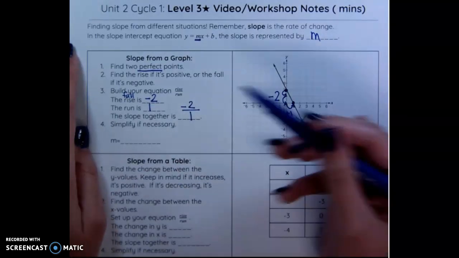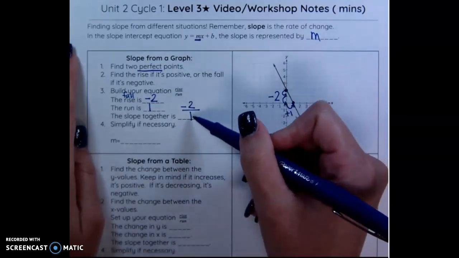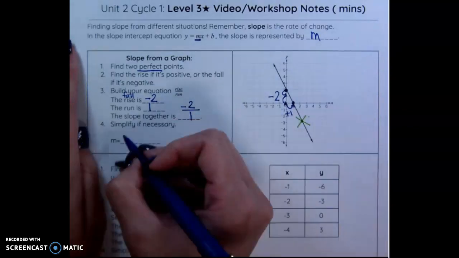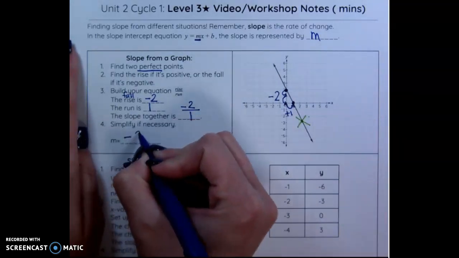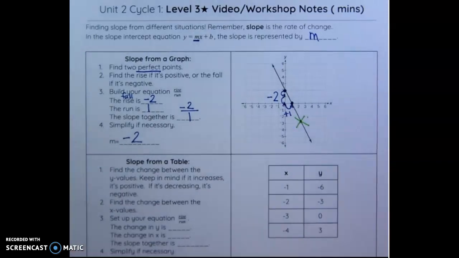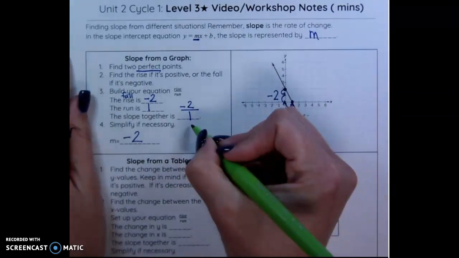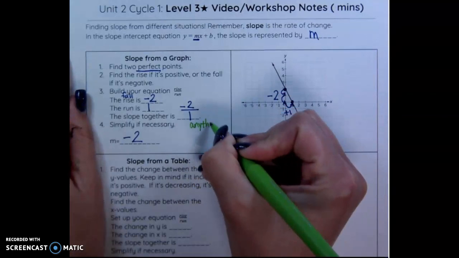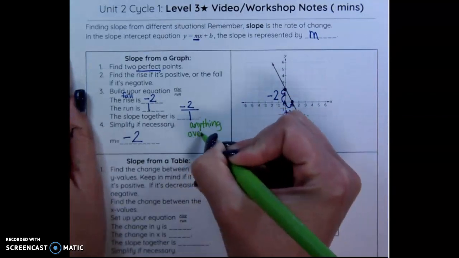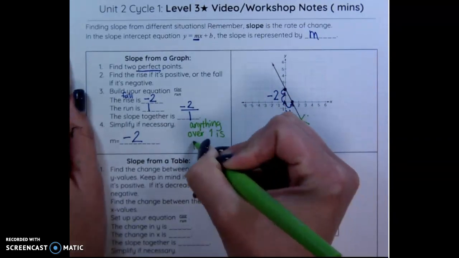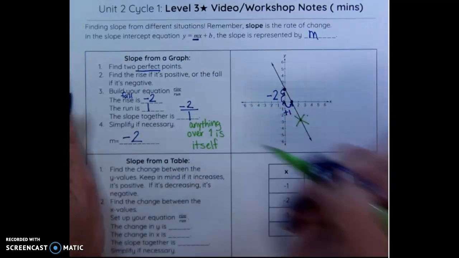Simplify if necessary. Now anything over 1 is itself. So in this case, my slope is negative 2. Okay, I'm going to write that down. Anything over 1 is itself. Okay?